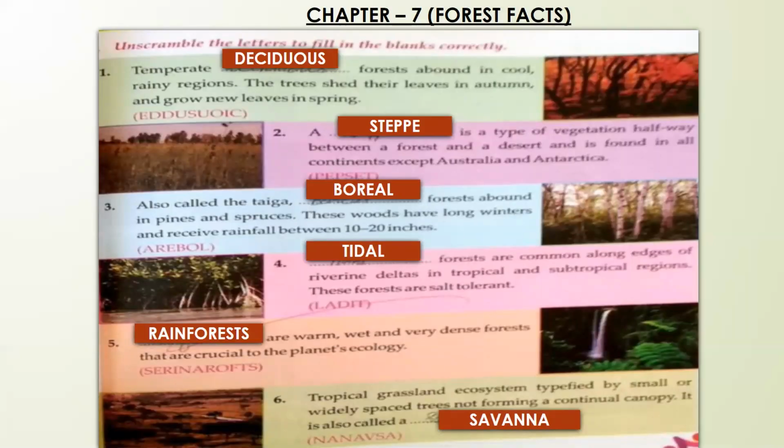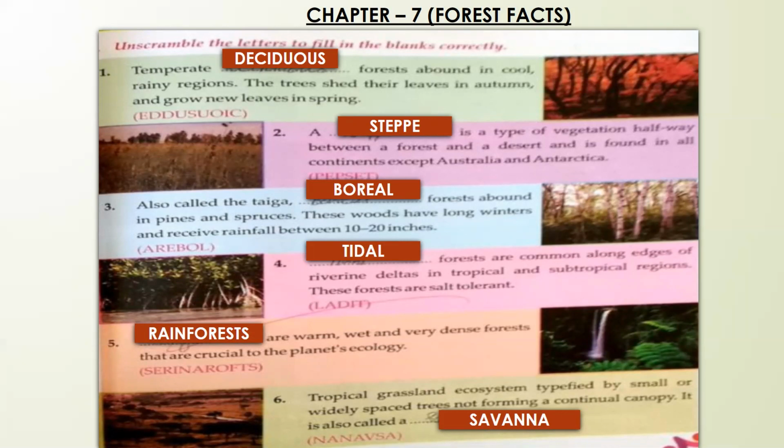Now, this is chapter 7, Forest Facts. In this chapter, you are given some words and you have to unscramble these. When you unscramble these words, you will find the correct answer. Which word will you fill here? So, first is temperate. Dense forests abound in cool, rainy regions. The trees shed their leaves in autumn and grow new leaves in spring. Now you unscramble this word to get the correct answer.